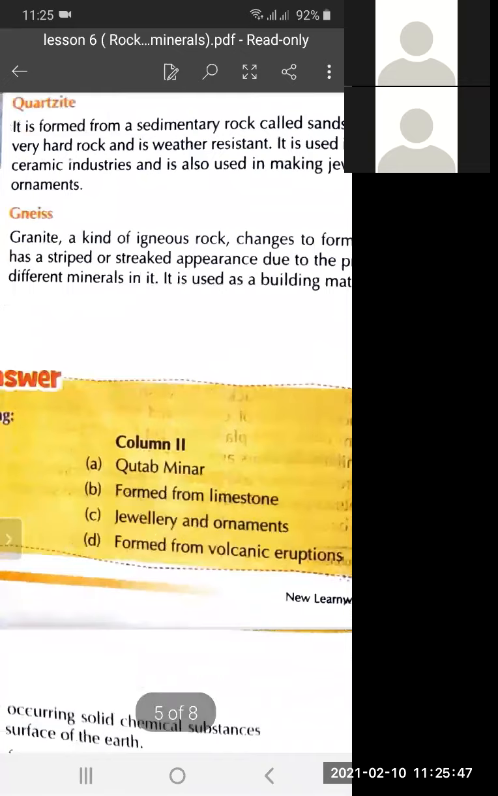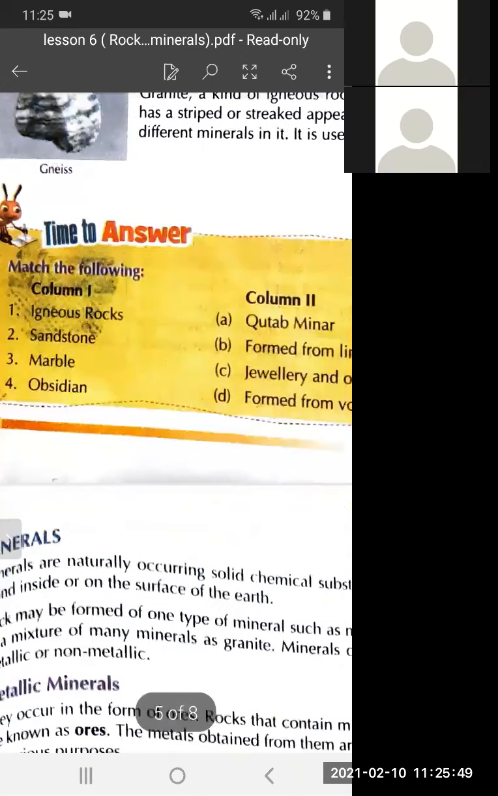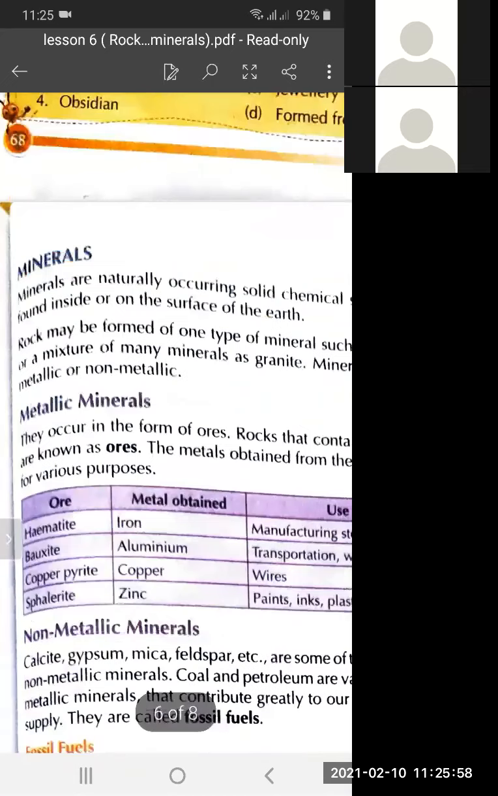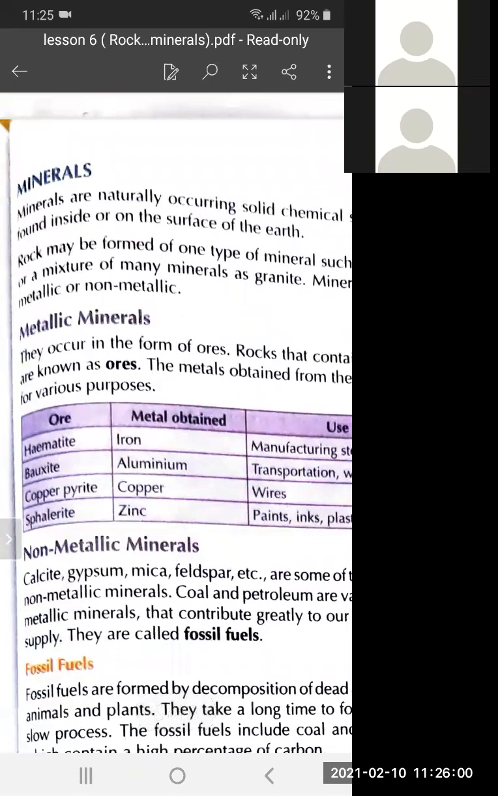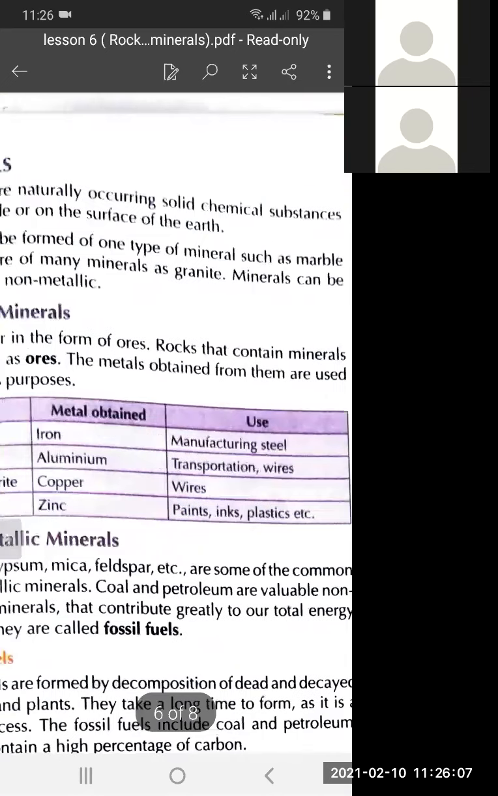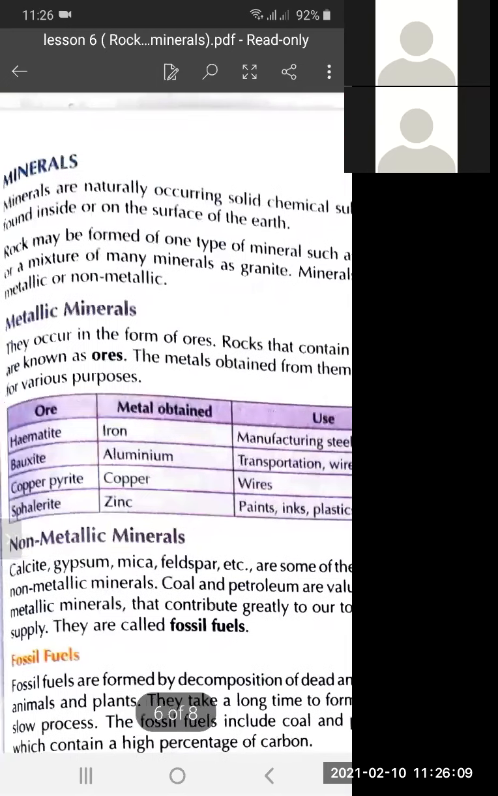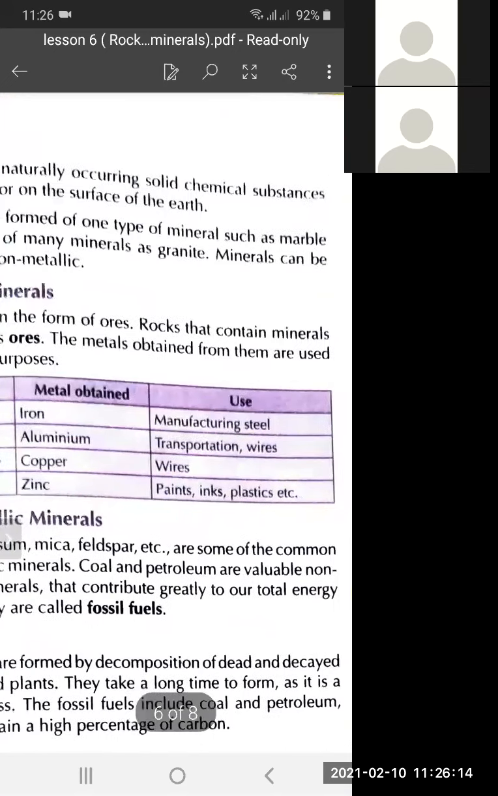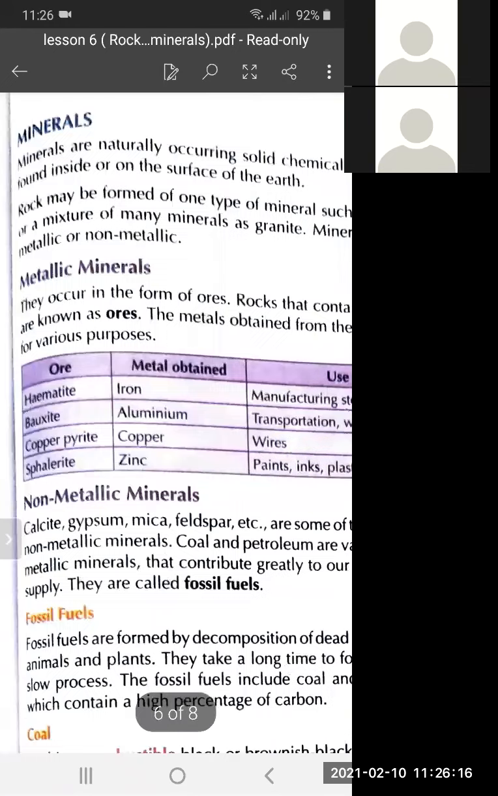Clear, students? Now next we'll study about minerals on page number 69 of your book. Let's study about minerals, students. What are minerals? Minerals are naturally occurring solid chemical substances found inside or on the surface of the earth.